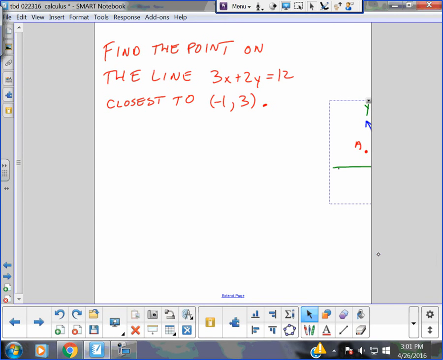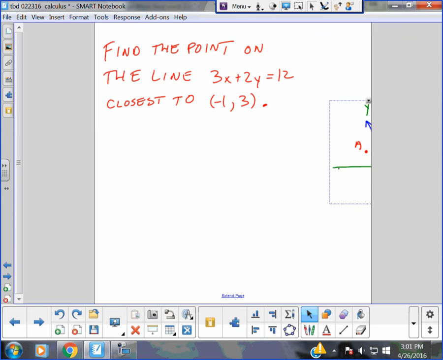All right, so we're going to practice optimization, kind of getting ready for simple problems on the multiple choice of the AP or an optimization problem probably on your final. And this is one of the maybe simpler ones you would get. Find the point on the line 3x plus 2y equals 12 closest to the point (-1, 3).